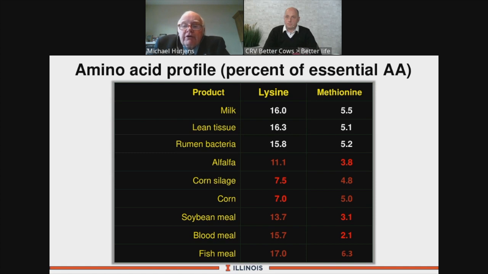Then look at the rumen microbes. Spot on. In other words, almost exactly what the cow needs. So that's the good news. Anything you can do to optimize rumen production of protein, microbial protein, is going to be a real win on amino acids. Then you can look down on your common feedstuffs, forages and grains. I will not read those numbers to you. None of those are really perfect until you get down to fish meal.